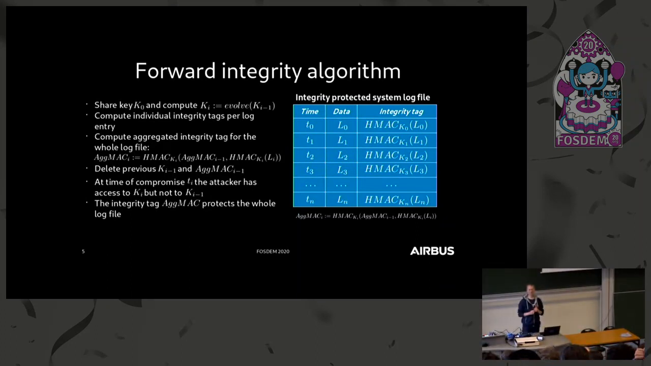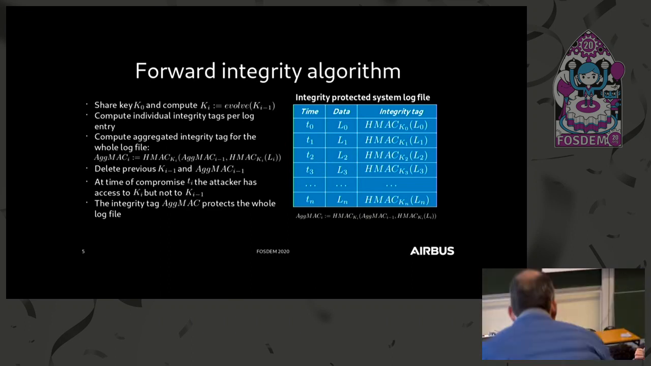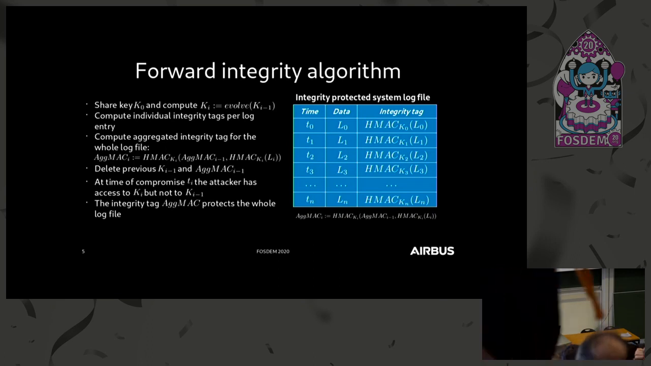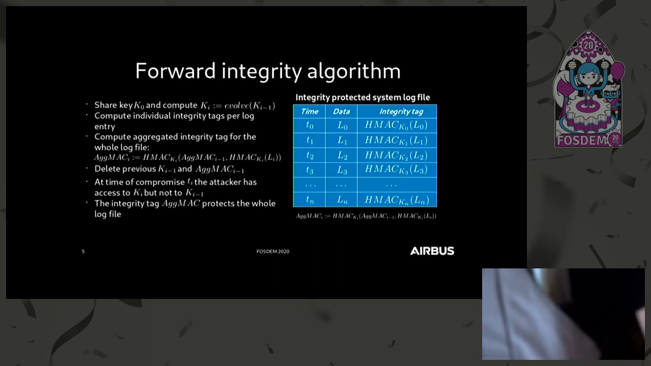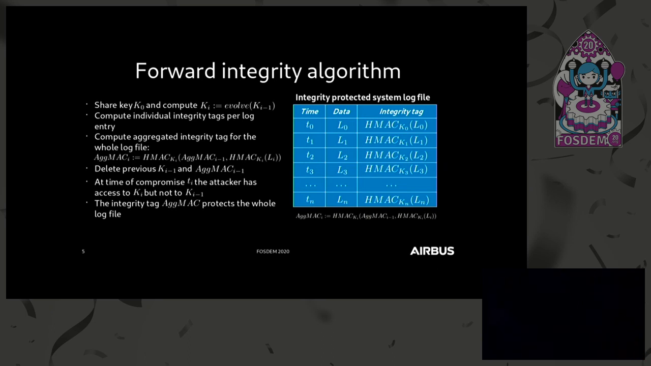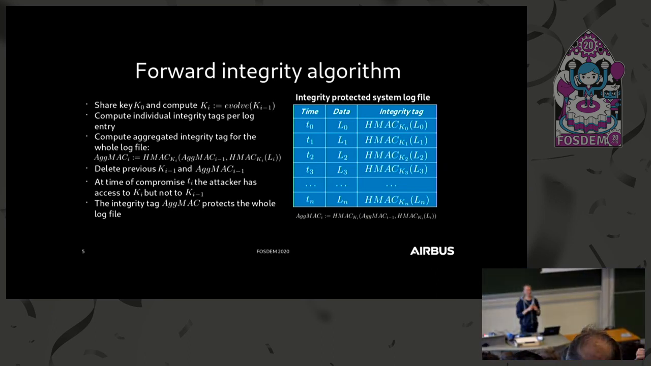Now you can say, okay, if we do this for each and every log entry, do we always use the same key? Because then we wouldn't have forward integrity. And in our example, of course, we don't do that. What we do is key evolvement. That means that each individual log entry is encrypted with its own key, and the key is then deleted from the system. And this is what gives us the forward integrity.